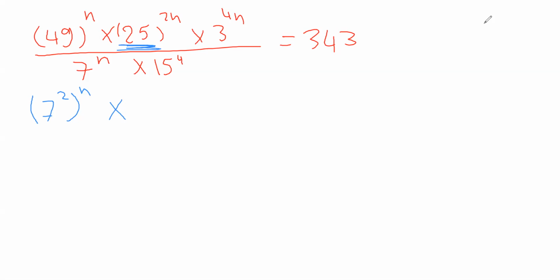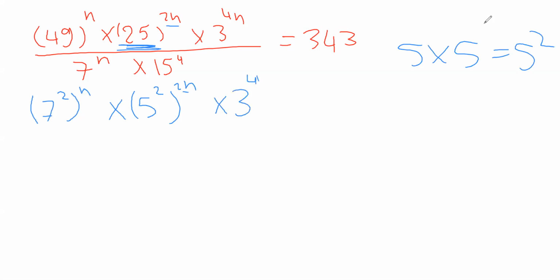5 times 5. As long as the two numbers are the same, I can make them power 2. 5 times 5 is 5 power 2. It's easier to use the power. So 5 power 2 is the 25, and 2n as it is. And the 3, this is the simplest form, there's no simplifying for 3. And the 7 also is the simplest form.